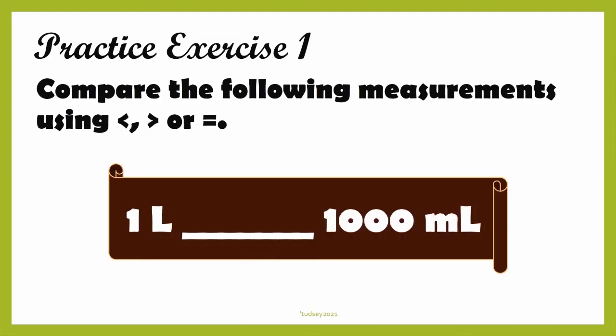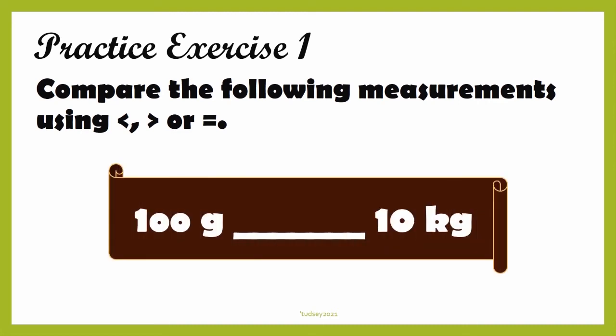Number 2. 1 liter, blank 1,000 milliliters. Good job. 1 liter is equal to 1,000 milliliters. Number 3. 100 grams, blank 10 kilograms. Very good. 100 grams is less than 10 kilograms.